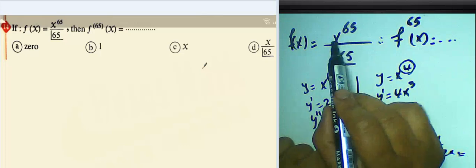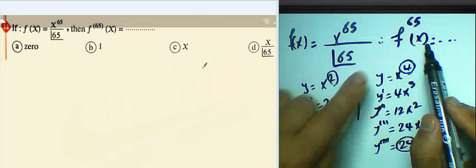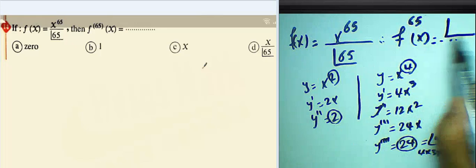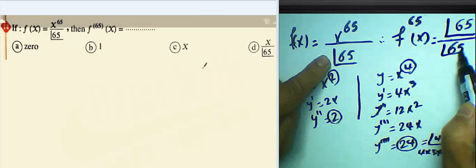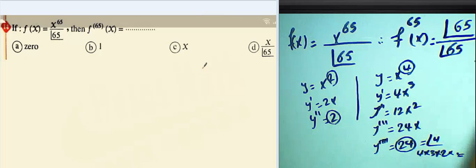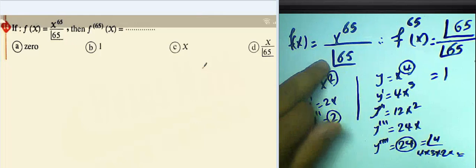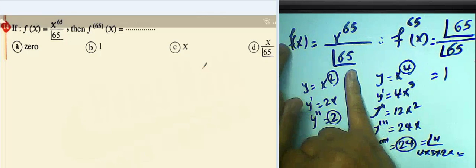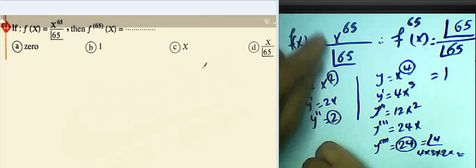So in this example, x to the power 65 over 65 factorial, you want to find the 65th derivative of this function. It's meaning what? The derivative of the power over 65 factorial will be equal to 1. The result will be equal to 1. Understood? Again, this coefficient is a constant. You want to find the 65th derivative of this function, you must write this coefficient outside here.